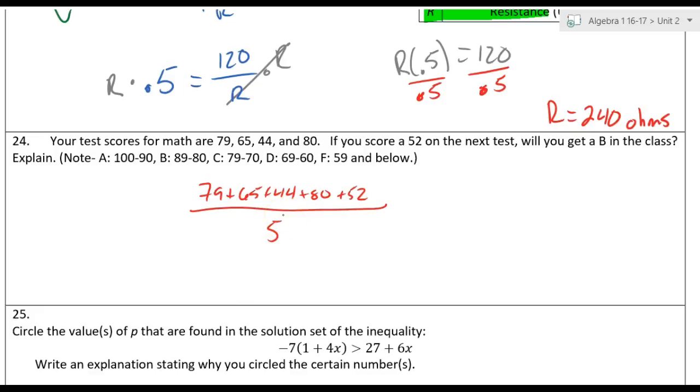So 79 plus 65 plus 44 plus 80 plus 52 gives us 320. I have to divide that by 5, and when I do, I get 64. So, is there any way that I am going to get a B in the class if I scored a 52 on the test? The answer is no, of course not.